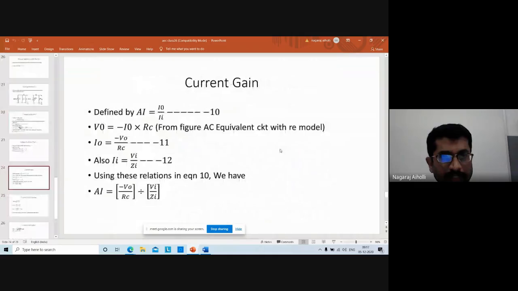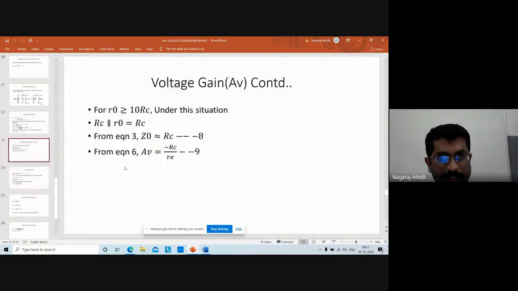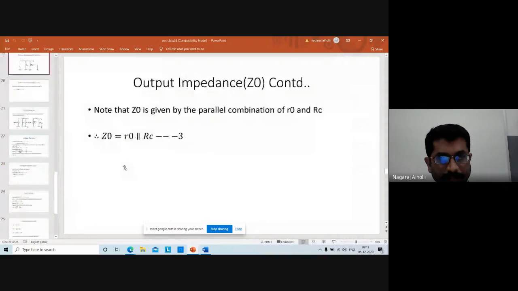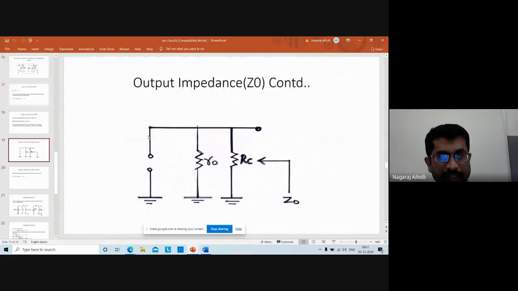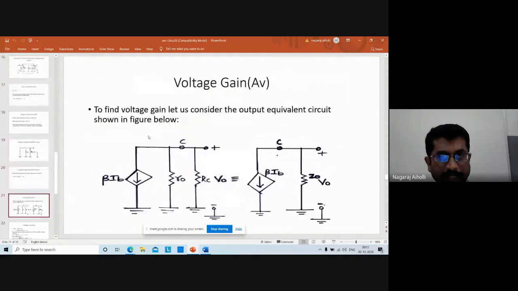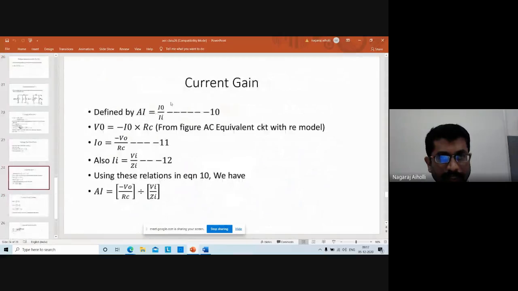Therefore, we have V naught is equal to minus I naught into RC, or I naught is equal to minus V naught by RC. Similarly, write the equation for the input current II. II is input voltage by input impedance, that is II is equal to Vi upon Zi. Now we have I naught and II. Substitute in the equation for the current gain.